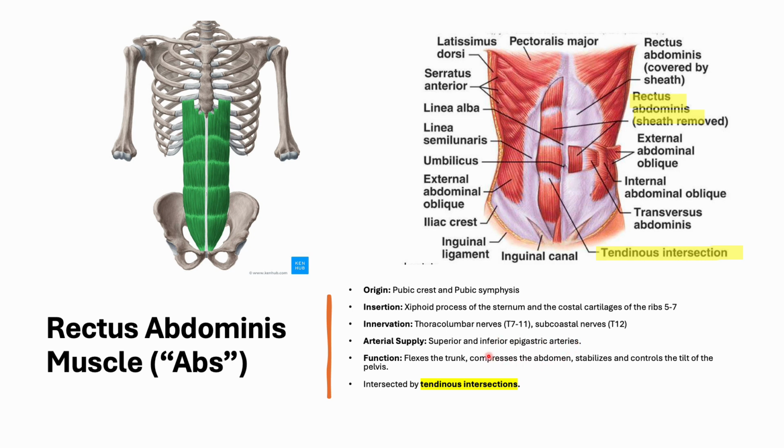And then lastly, same function, so it's going to flex the trunk, compress the abdomen, and actually additionally will stabilize and control the tilt of the pelvis. And then it's intersected by these tendinous intersections, so you can kind of see them right here. So that's these kind of like multiple fibrous bands that dissect the rectus abdominis muscle.